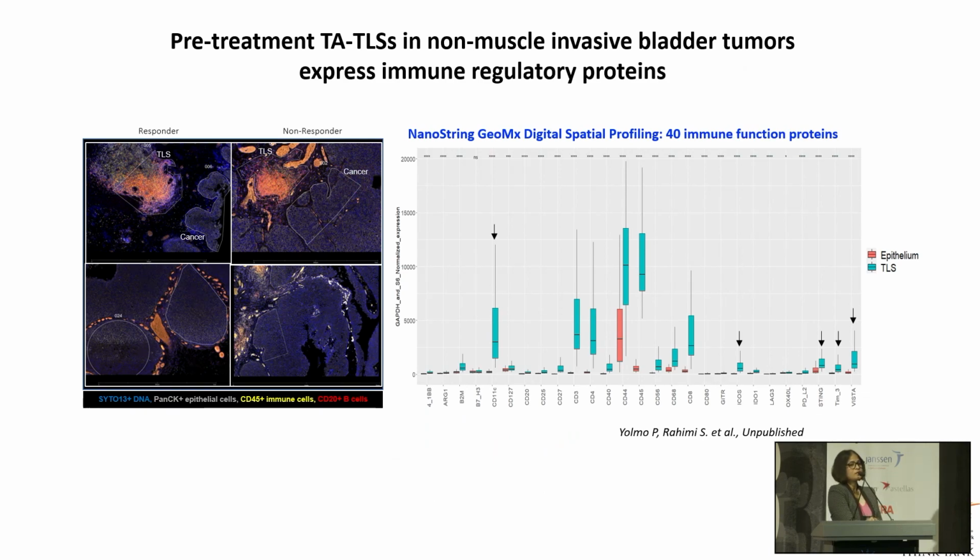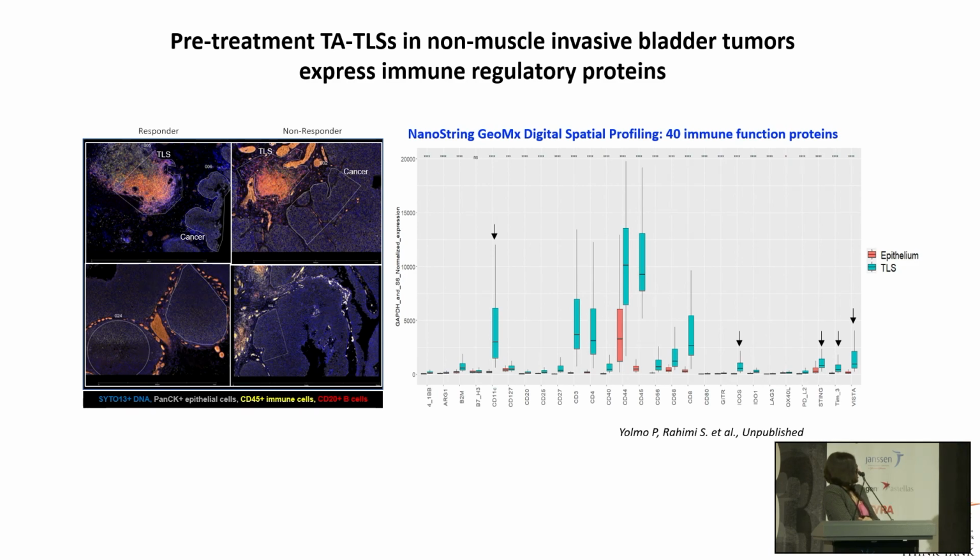So the next question was, what do these TLSs consist of? What do they express? Because we are seeing them both in responders and non-responders, albeit with a difference in the numbers and density of those. So we used the NanoString GeoMx digital spatial profiling technology to specifically characterize the epithelial compartment and the TLSs and look for 40 immune-related proteins. These were scattered across 3 different panels.